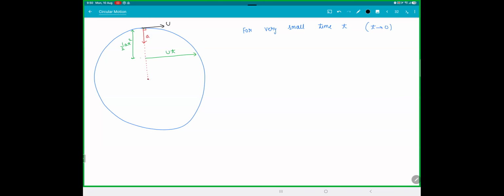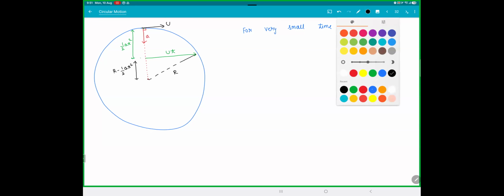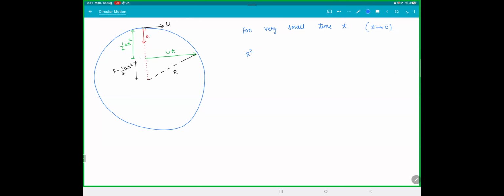Now from here, this is your radius and this distance is r minus half at square. So in small time t, you went forward by ut and you fell down by half at square. Now using the Pythagoras theorem, we get r square is equal to (ut) whole square plus (r minus half at square) whole square. When you expand this, you get r square is equal to u square t square plus r square minus a r t square plus 1 by 4 a square t power 4.